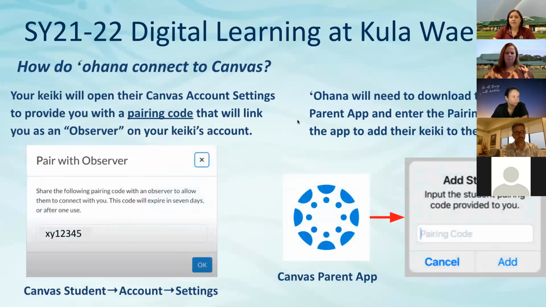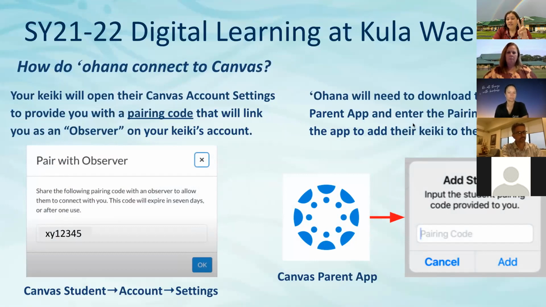Okay. So this is how you're gonna connect. So yesterday and today, your keiki started training in Canvas to learn how to use the different tools that are in Canvas. So they should have all reached this part of the training where they learn how to show you a code that you're going to use. It's called the pairing code. And they're going to show you that code, and then you'll need to download the parent app and enter the code that your keiki shows you.